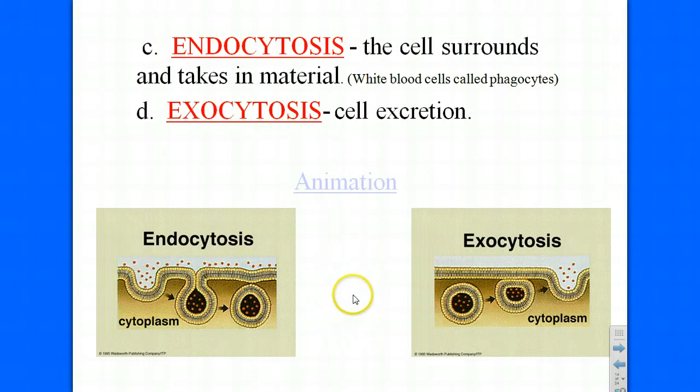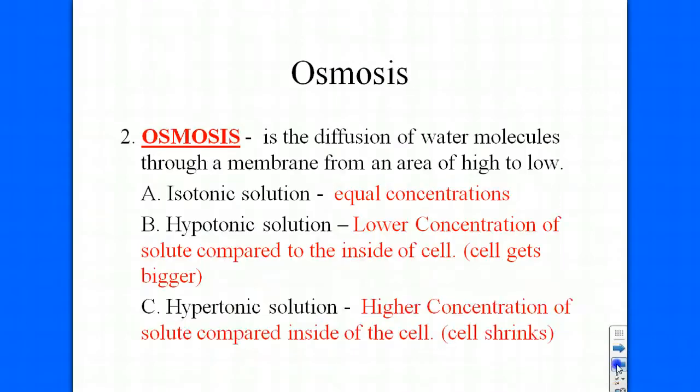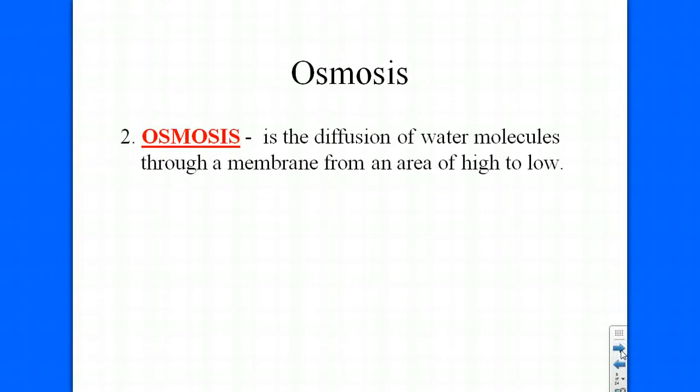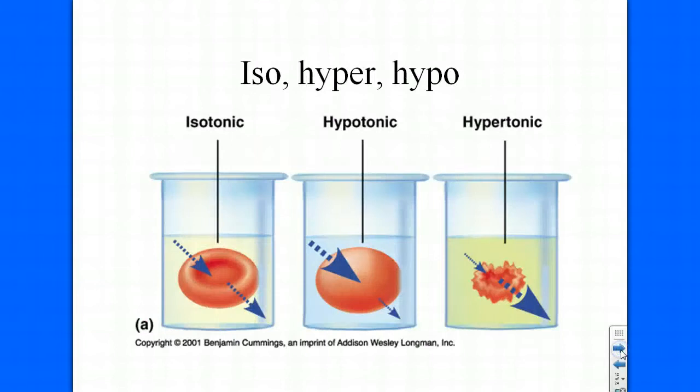So again, just to recap, movement of materials across the cell membrane is called diffusion. Simple diffusion is the easiest way materials can be transported across the membrane. The movement of materials from high to low concentration with the gradient is normally how things will move across. The movement of water is called osmosis. Osmosis is the movement of water from high to low concentration.